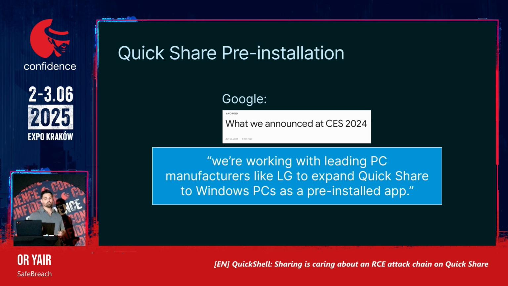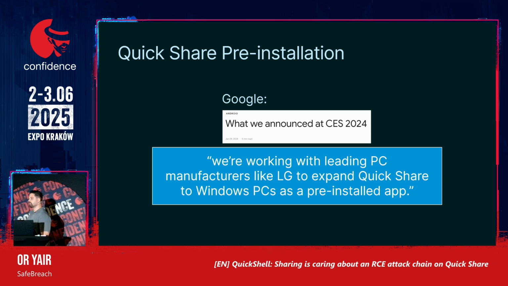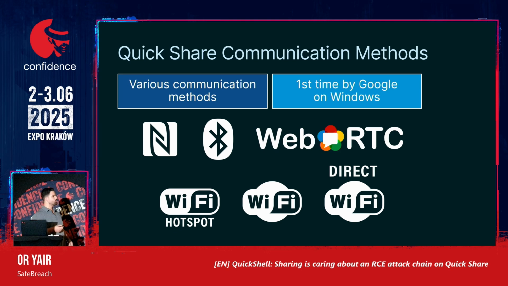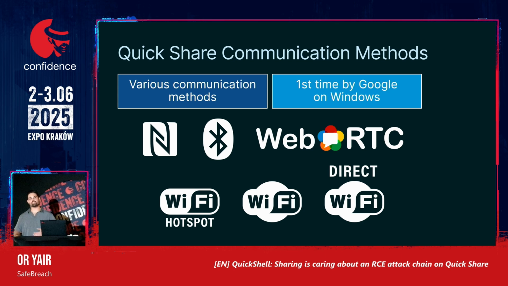Second, Google at CES 2024 announced that they are working with leading PC manufacturers like LG to expand QuickShare to Windows PCs as a pre-installed app, making it a much more attractive and valuable target. Another interesting thing is that QuickShare uses a variety of communication technologies, and as far as we knew, it was Google's first time using such native APIs of these communication technologies in Windows, so we thought that there would be more room for mistakes.